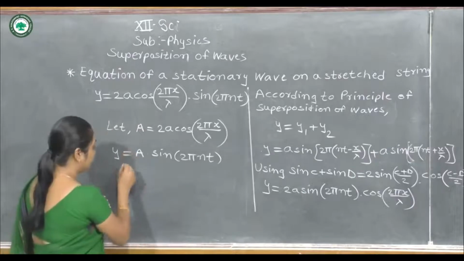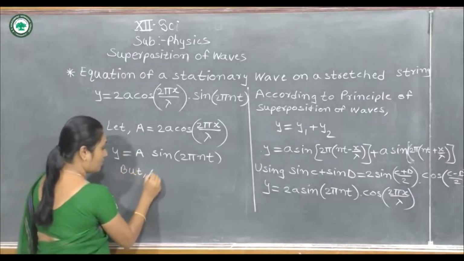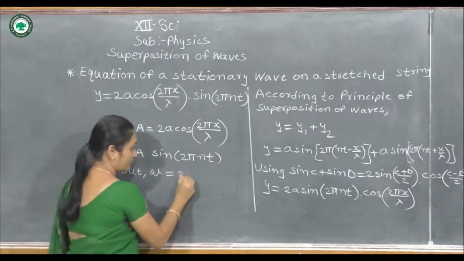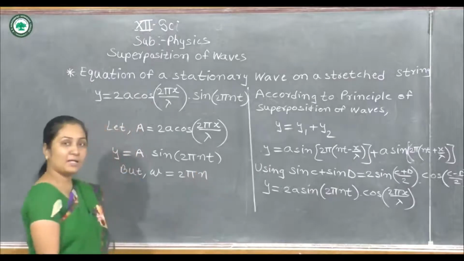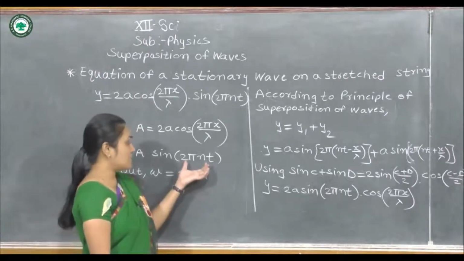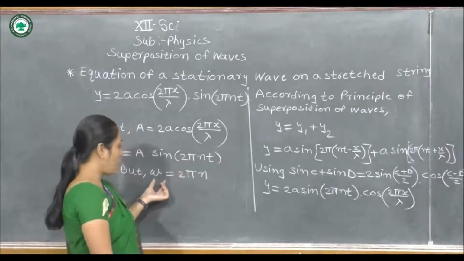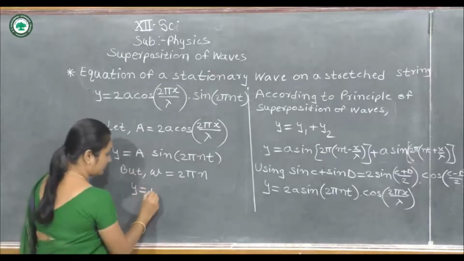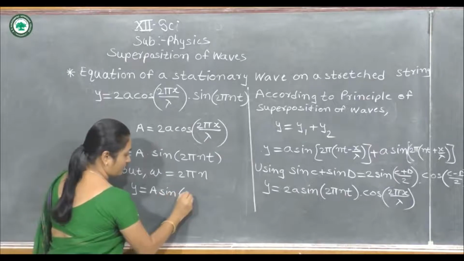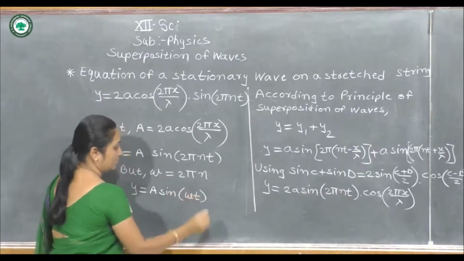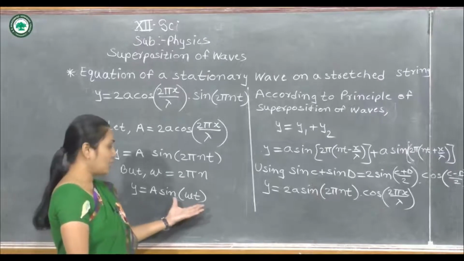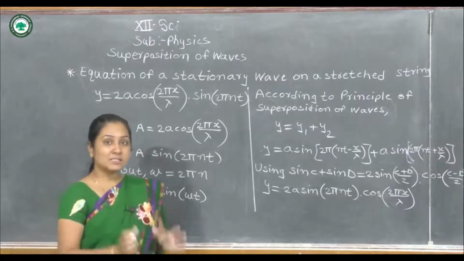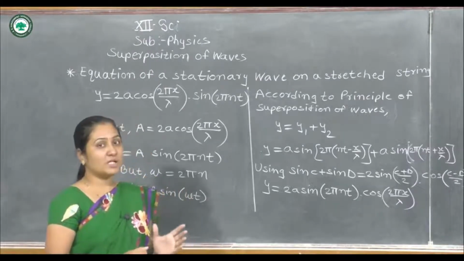But we know that angular frequency omega is given by omega equal to 2 pi n. So if we substitute here omega instead of 2 pi n, the same equation can be written as y is equal to A sin omega t. So this equation gives the resultant displacement of a stationary wave.